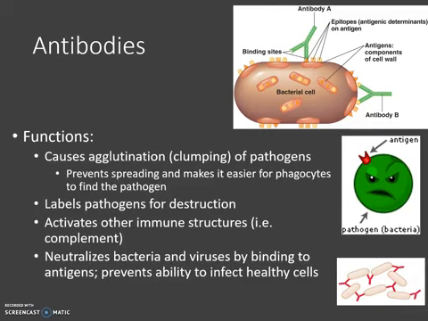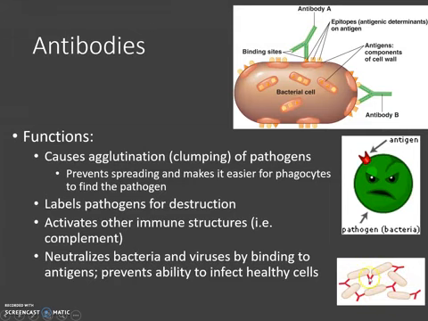So antibodies actually have several different functions. First of all, they cause clumping, and this clumping is called agglutination. We talked about this a little bit when we talked about blood typing. But you can see here that the antibodies are the little Y-shaped molecules, and they're helping to clump together the pathogens. This makes it easier for a phagocytic cell to come along and eat it. So imagine a phagocytic cell trying to find just a single bacterium floating around in the body fluids versus a big clump of them. It's just easier to find.